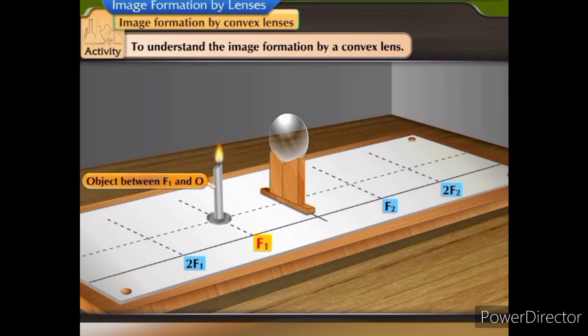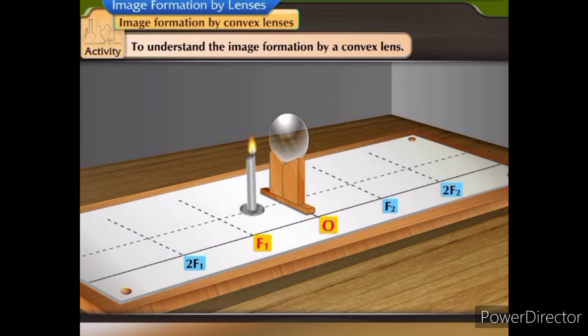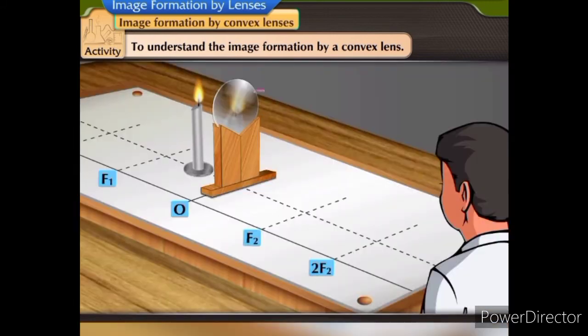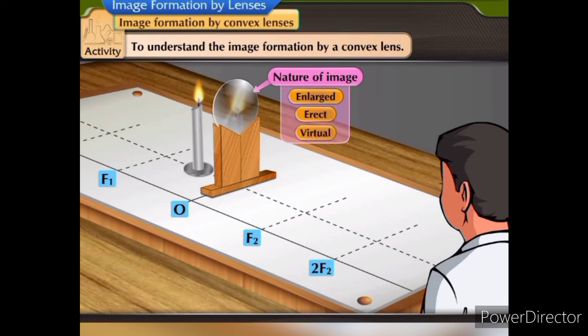Object between focus F1 and optical center O. Place the candle between focus F1 and optical center O. Try to locate the image on the screen kept on the other side of the lens. It is not possible to obtain the image of the candle on the screen. You can view an enlarged and erect image of the candle on the same side of the lens. It is a virtual image.